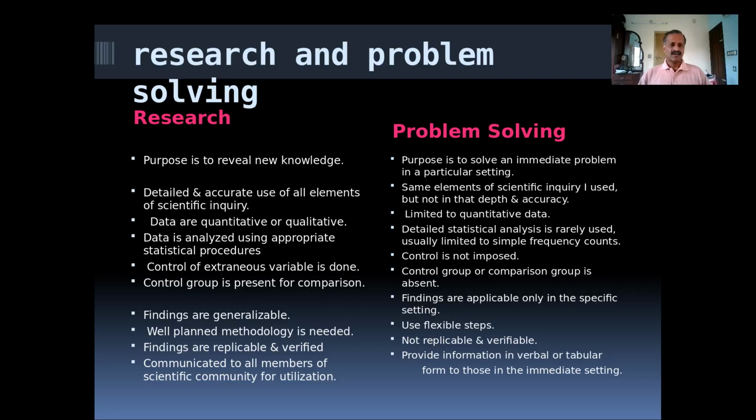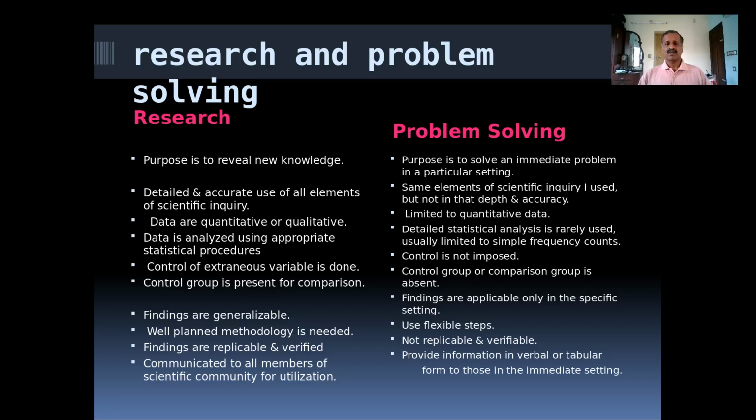Again, research data are quantitative or qualitative. Sometimes it's a measurable data we look at. Sometimes it's a non-measurable qualitative data. For example, satisfaction of the subjects about nursing care. They're highly satisfied, moderately satisfied, not satisfied. It is a qualitative data. So it can be a quality or a quantity. But problem solving is always limited to quantitative data.